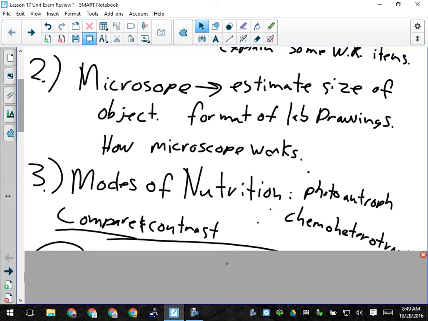You could be asked to compare and contrast. Okay, and maybe in a written response question.